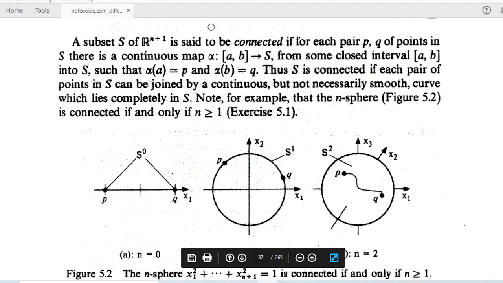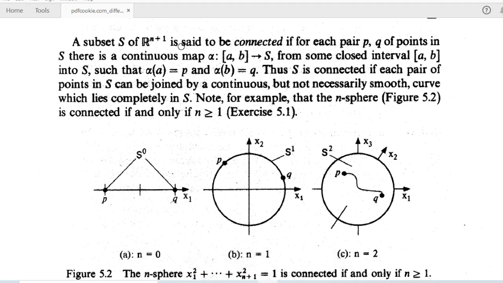So next, let us see a definition. A subset S of R^(n+1) is said to be connected if for every pair P and Q of points in S, there is a continuous mapping alpha from closed interval [a,b] to S, for some closed interval [a,b], such that alpha of a equals P and alpha of b equals Q. So for every P and Q, we can get a continuous function from this to this, and S is said to be a connected subset.